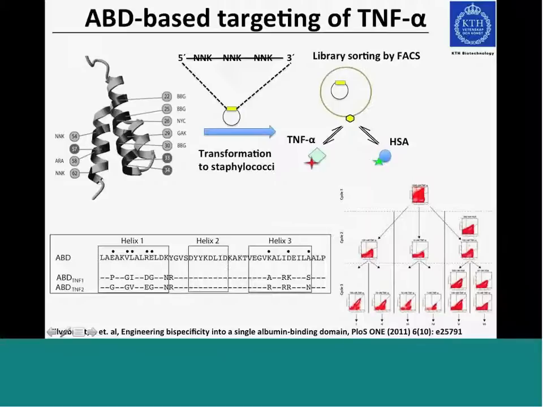Those are just dot plots from a flow cytometer showing target binding versus expression level. The more cycles we run in the flow cytometer, the more enriched is the population that is expressed well and is binding the target. So this is also a way of sorting combinatorial libraries.